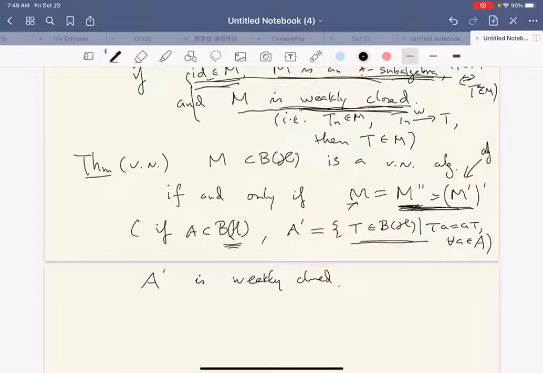So this is the first theorem for von Neumann algebras. Let me see what's my next thing according to my notes here.